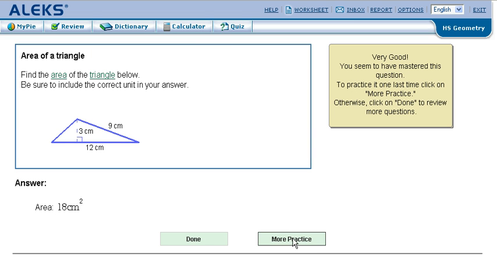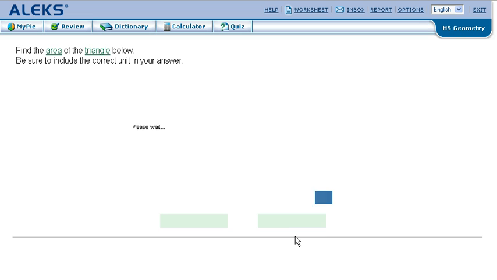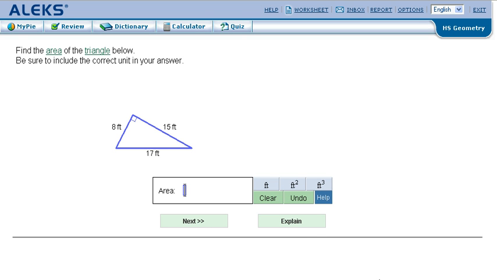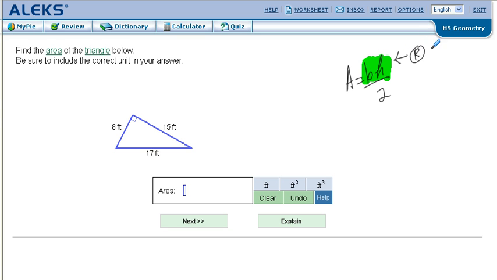Okay, now we're going to get another problem. And in this case, we have a right angle. So once again, your equation is area equals base times height over 2. Remember, the concept of base times height, there is always going to be a right angle. So take a very close look here. Your base and your height in a right triangle is actually the two legs.